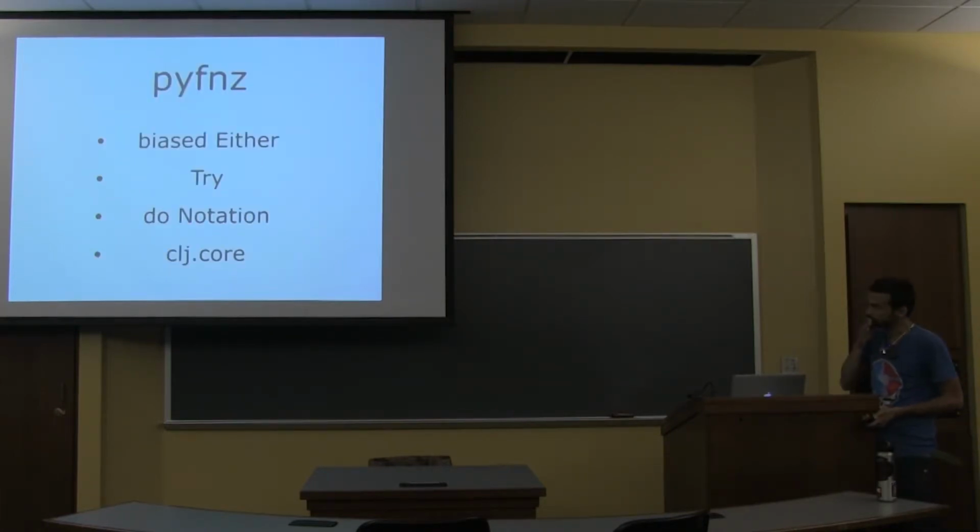So I wrote a library called PyFNs. The name's kind of weird, but getting Python library names nowadays is almost impossible, so you gotta get what you can. So I kind of implemented a few things. Did a biased Either from Scalaz, because I think the original implementation from Scala was a normal Either, so it wasn't the greatest thing for error control. Did a Try, figured out how to do clean do notation to join stuff together, and just brought some of the core Clojure functions over as well, like isEmpty and butlast and stuff like that.